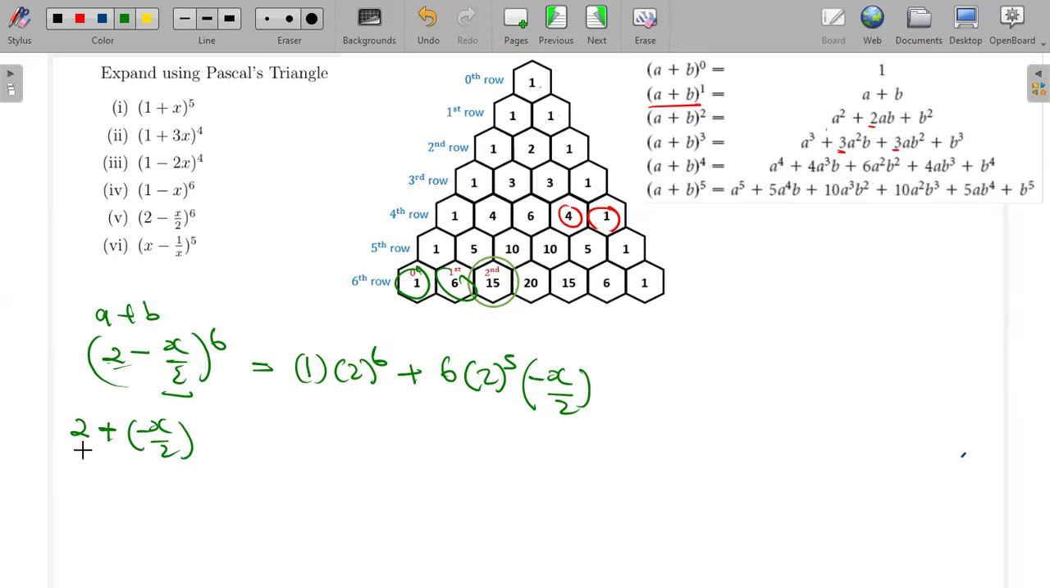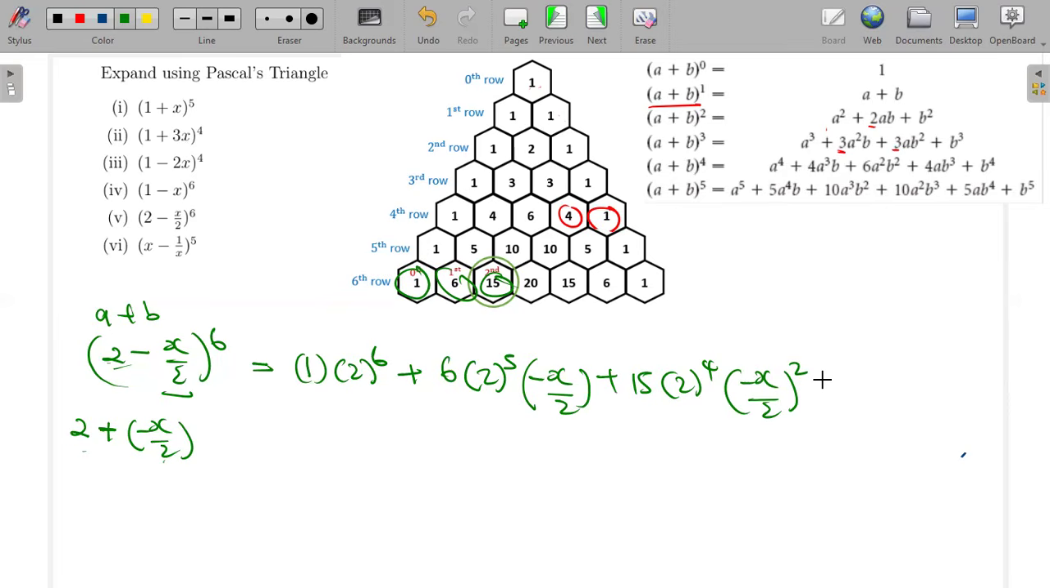So this here is a, and that's our b. Then after this, you have the next coefficient, that's 15, and then 2 to the power 4, and then you have negative x over 2, then to the power what? Over 2, and then you have that to the power 2. So it increases like that.